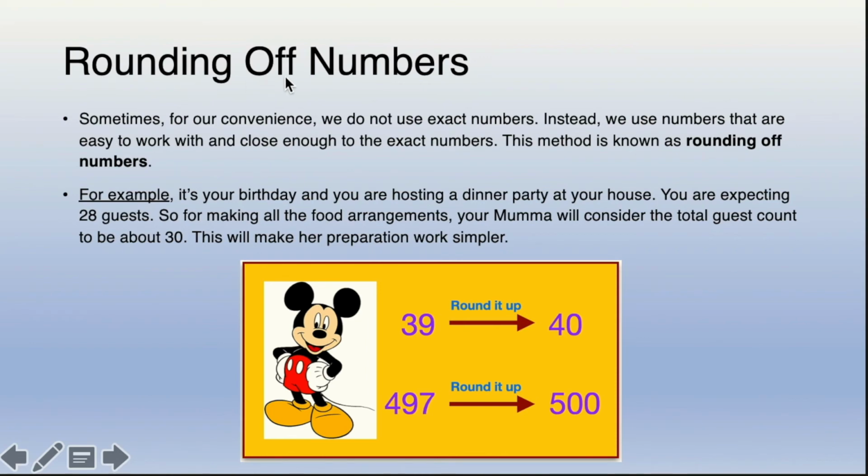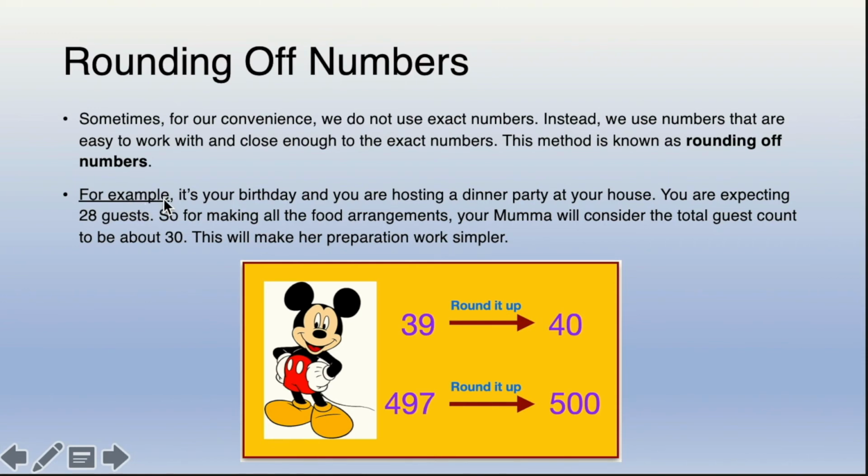Next, rounding of numbers. So what do we mean by rounding of numbers? Now, sometimes for our convenience, means for making our work easier, we do not use exact numbers. Instead, we use numbers that are easy to work with and close enough to the exact numbers. This method is known as rounding of numbers.